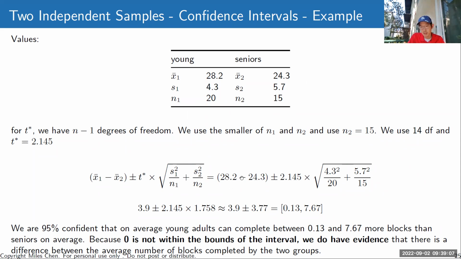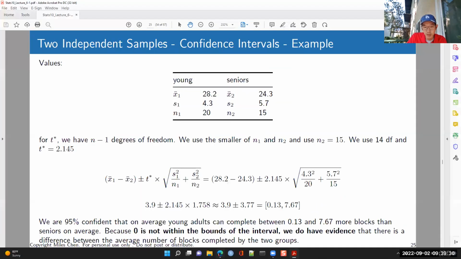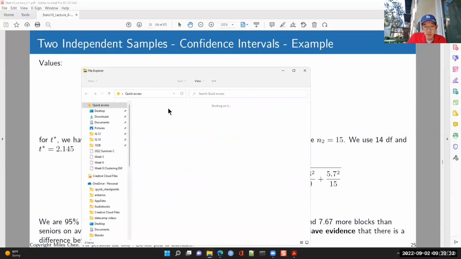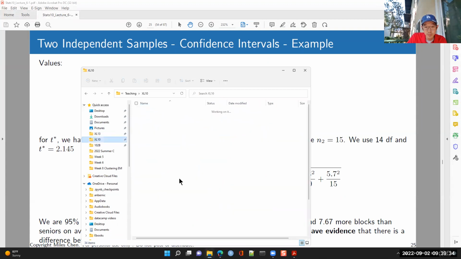So if I plug in these numbers, 28.2 minus 24.3, I get 3.9 plus or minus my critical value times the standard error. As far as the critical value goes, we're going to ask how many degrees of freedom do we have? I have two n's, I have 20 and 15. I'm going to use the smaller one. So I'm going to do 15 minus 1, 14 degrees of freedom. And if I go, let me pull up my reference tables.